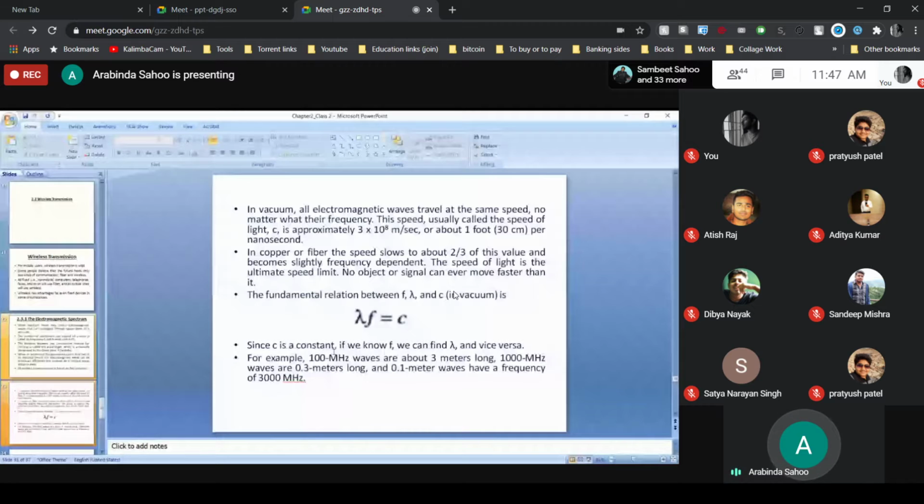In copper or fiber, or if it travels through space, the speed is approximately the same as the speed of light.